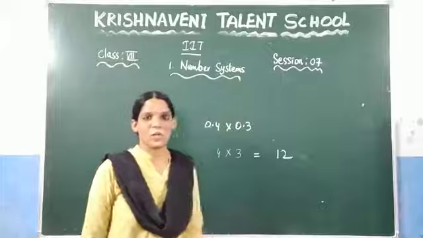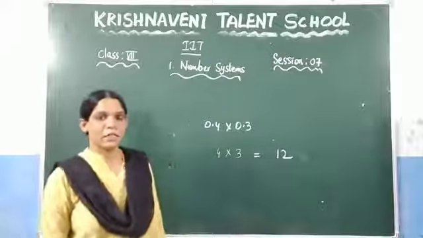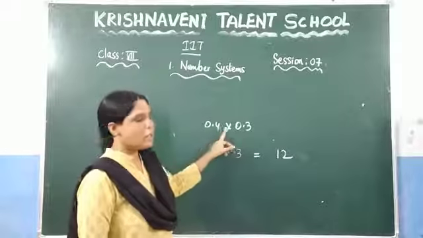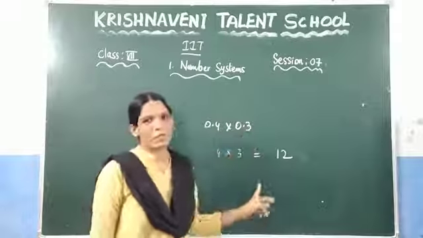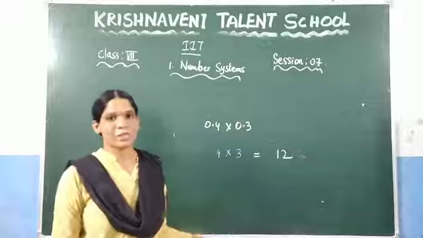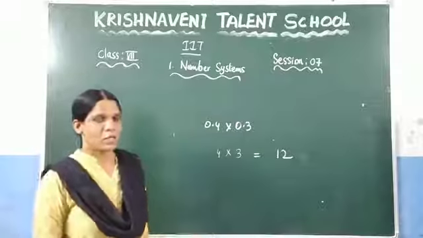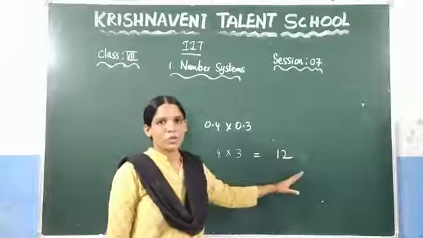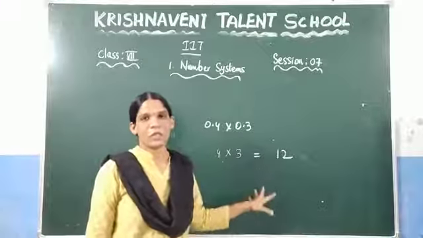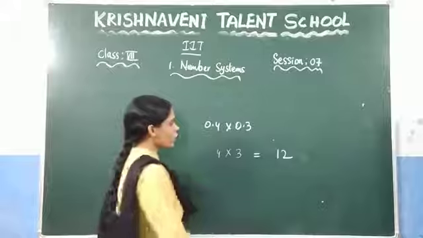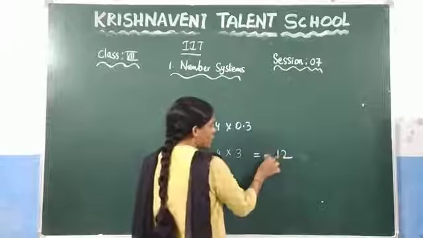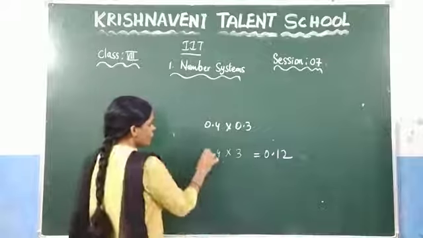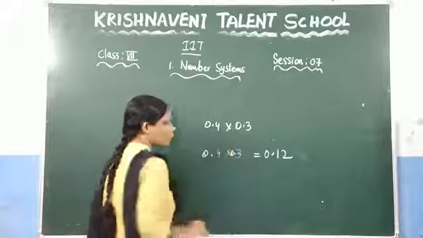Now check it here. After the decimal point, how many numbers are there in the given decimal numbers? Here after the decimal point, one number is there, and here after the decimal point one more number is there. Total two numbers are there after the decimal point. So here in this answer you need to go 2 steps to the right, and before that you need to keep the decimal point. So here 1 and 2 which gives you 0.12. This is the value of 0.4 into 0.3.